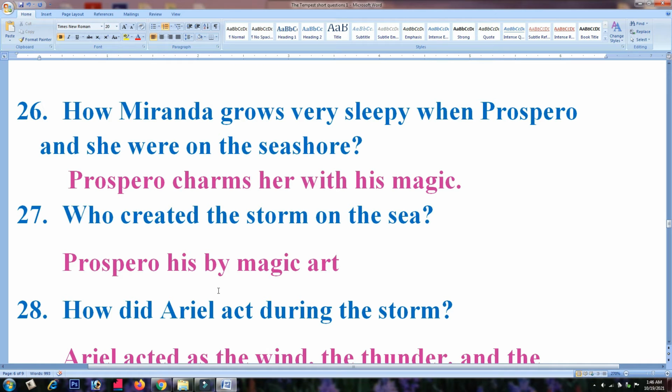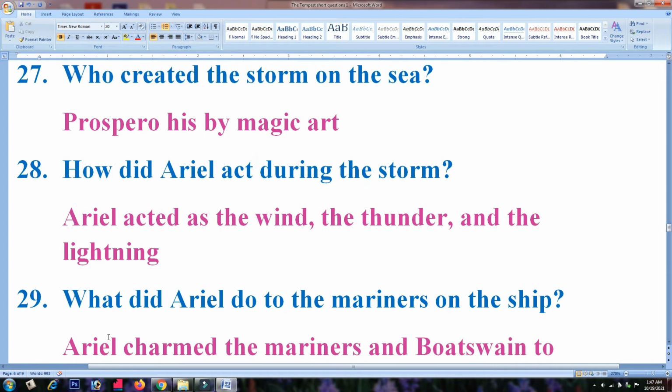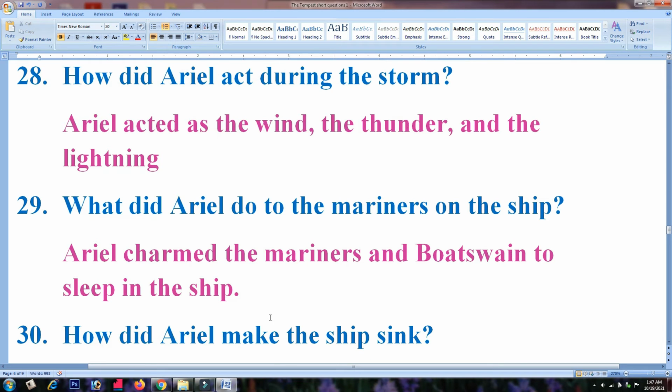Who created the storm on the sea? Prospero, by his magic art. How did Ariel act during the storm? Ariel acted as the wind and the thunder and the lightning. What did Ariel do to the mariners on the ship? Ariel charmed the mariners and boatswain to sleep in the ship.